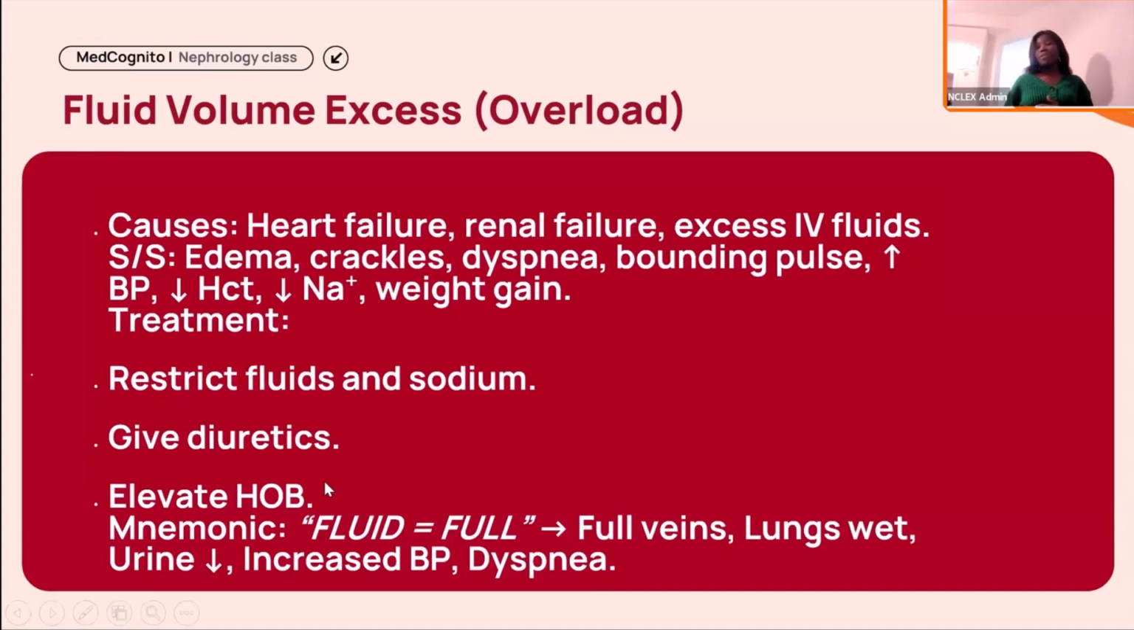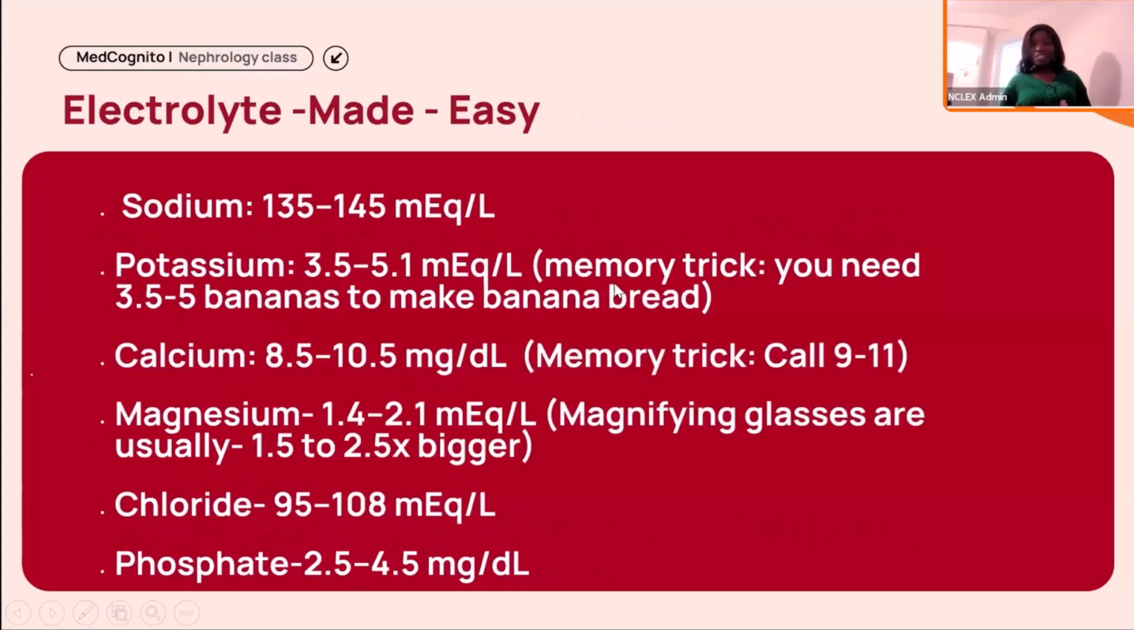So remember, there's fluid overload, so full veins, bounding pulses, and the lungs are wet. That's why when we listen, we hear crackles at the lung bases, and there's so much fluid kept within that the urine output will be reduced. Blood pressure will be high, and there will be dyspnea. Do not forget, we used this acronym: FLUID.